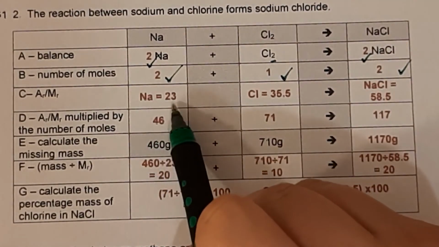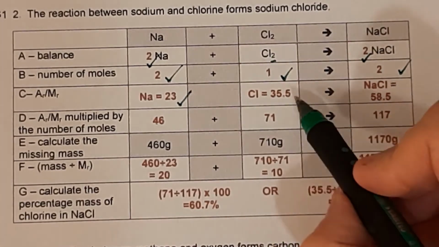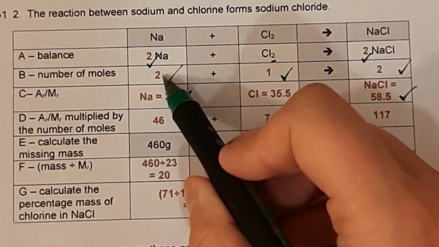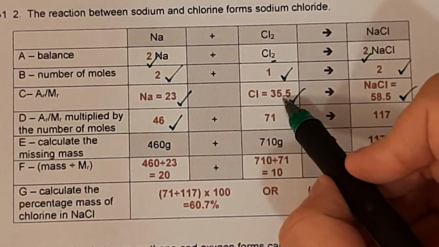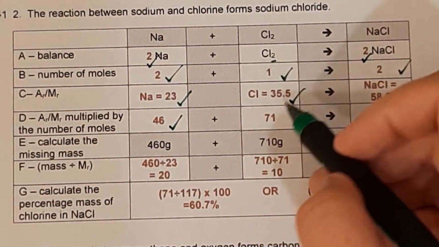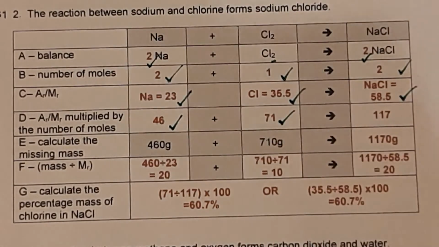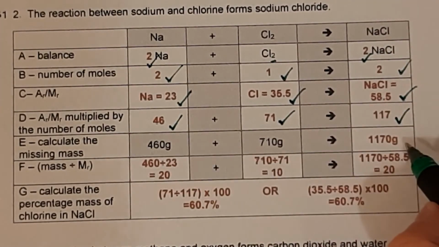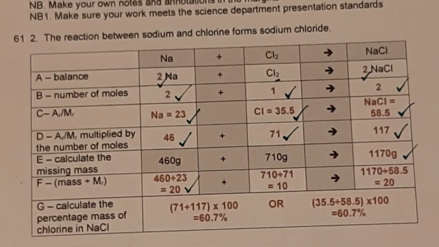So our relative atomic mass of sodium is 23. Chlorine is 35.5 and sodium chloride is 58.5. So 23 multiplied by 2 is 46, 35.5 multiplied by 2, because this is diatomic, is 71, and 58.5 times 2 is 117. The missing mass, you need to add these two together to give you 1170 grams or 1.17 kilograms.